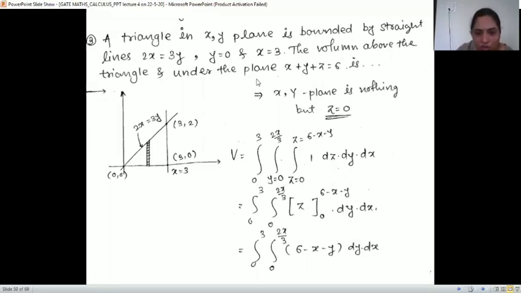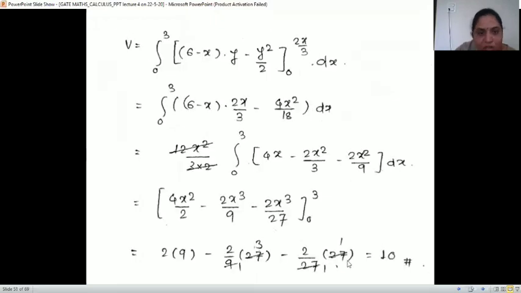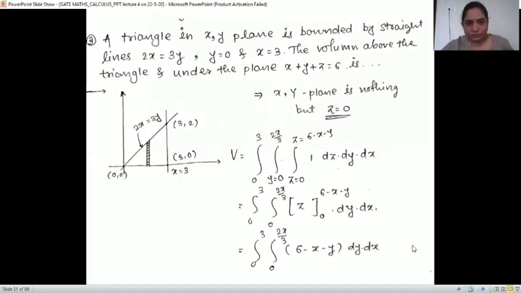And solving this integration with respect to z first, the upper and lower limits give 6 minus x minus y. Then these are the limits of y, so with respect to y we have to integrate next. This is the integration with respect to y. Then apply upper and lower limits, and then applying we get this. And then integration is lastly with respect to x. So integrating, applying limits 0 to 3, we get the answer 10. So the volume is 10.